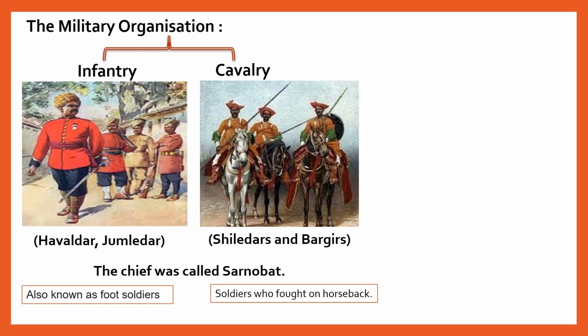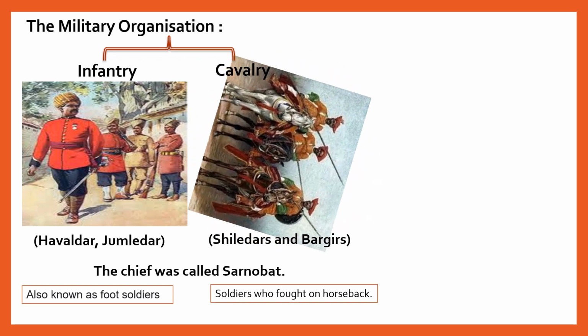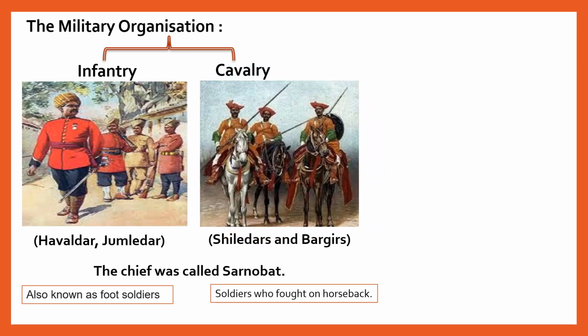In the cavalry, also, there were two types, that is, the Shiledars and the Bargirs. The Shiledars had their own horses and weapons, while the Bargirs were provided with horse and weapons by the state. In the cavalry, the Bargirs were more in number. The highest officer in the cavalry was also called the Sarnobat. In the infantry, the soldiers were known as foot soldiers, and in the cavalry, the soldiers were the ones who fought on horseback.